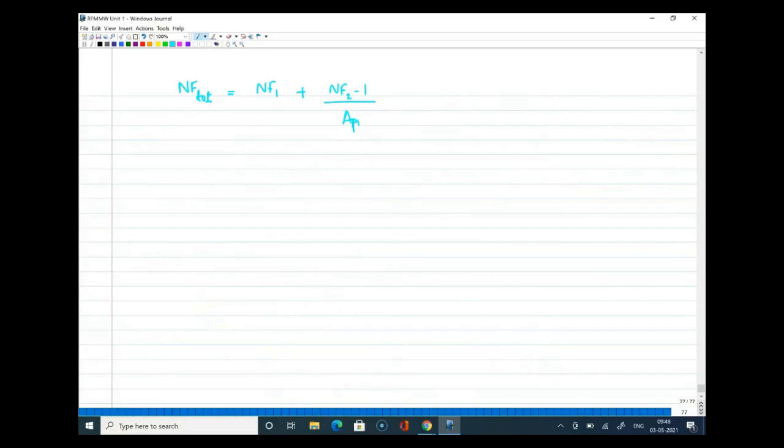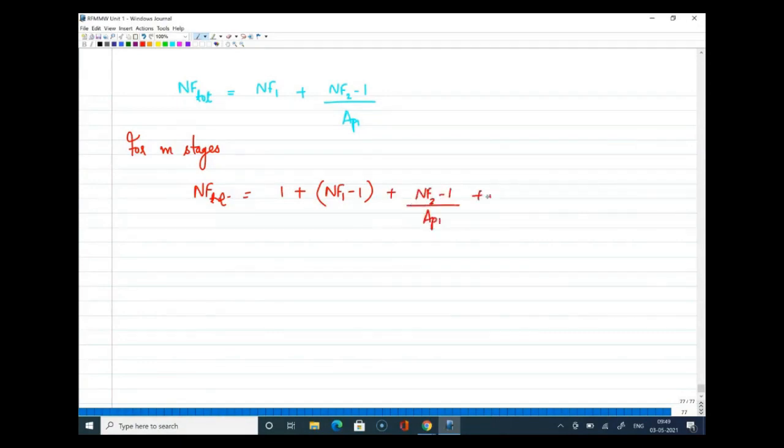Right. If I got an expression of this form, now if I extend this to say many number of stages, say for M stages, if I want to write the total noise figure, generally what we do is we write as 1 plus NF1 minus 1. It is same as NF1, but this is the way how we write, plus NF2 minus 1 divided by the power gain of first stage plus NF3 minus 1 divided by the product of power gain of first and second stage plus etc. So the last stage can be written as NFM minus 1 divided by AP1 AP2 up to power gain of M minus 1 stage.